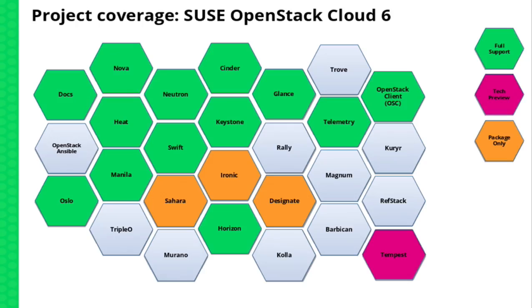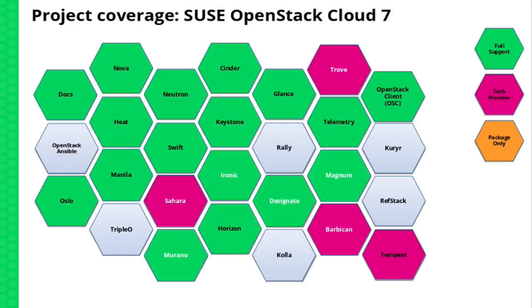So going to Cloud 7, you can see that we picked up a number of projects. Anything that has white lettering that's practically illegible on this projector is a status change from Cloud 6. So you'll see we moved a number of things into Tech Preview. Trove is database as a service.